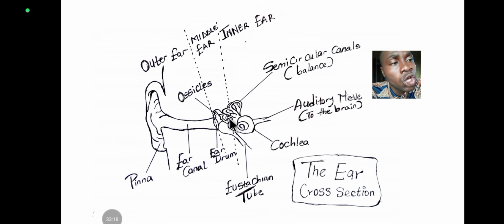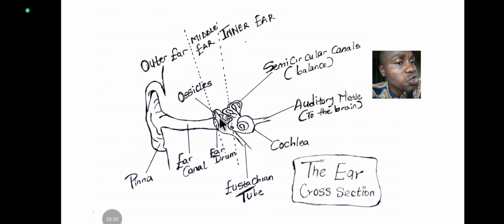The malleus is also called hammer because it's hammer-like. When it receives vibration from the eardrum, that vibration enables it to hammer the incus. The incus looks like an anvil and is also called anvil. The malleus hammers the incus, and the incus transfers this wave to the stapes.